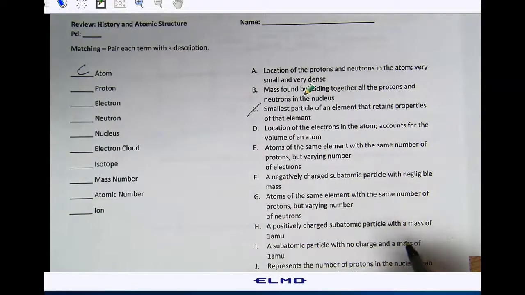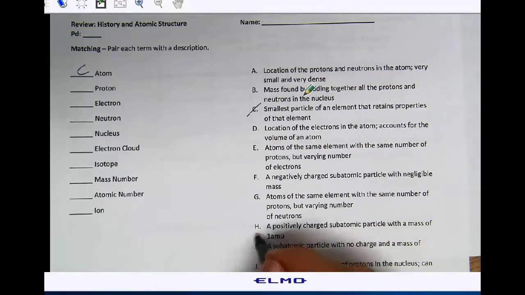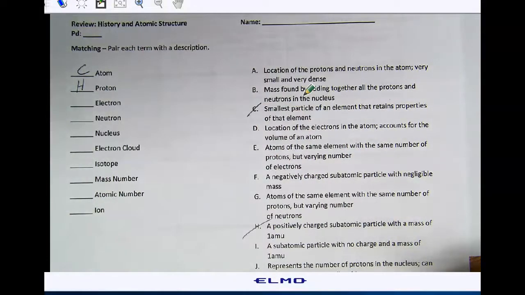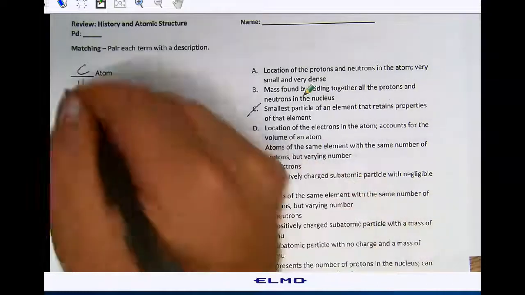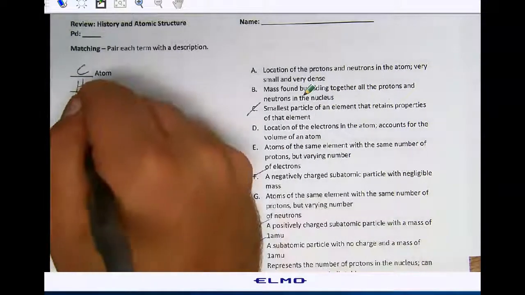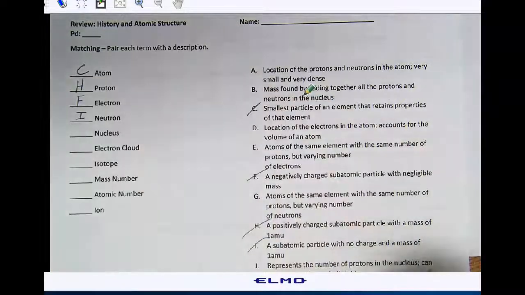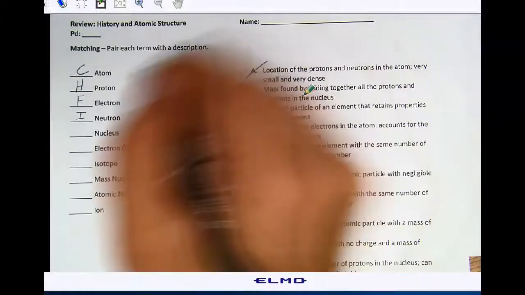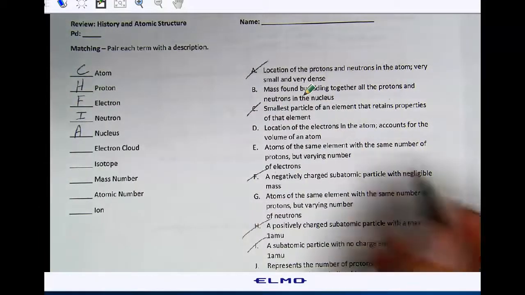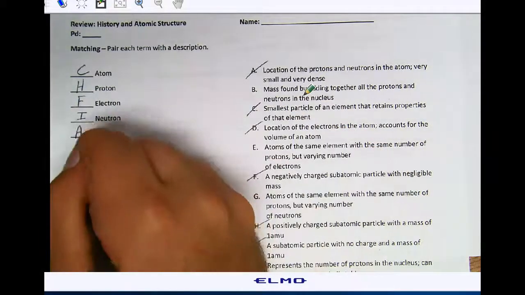Okay. A proton is a positively charged particle. An electron is a negatively charged particle. Neutrons have no charge. The nucleus is where the protons and neutrons are located. And the electron cloud is where the electrons are located.